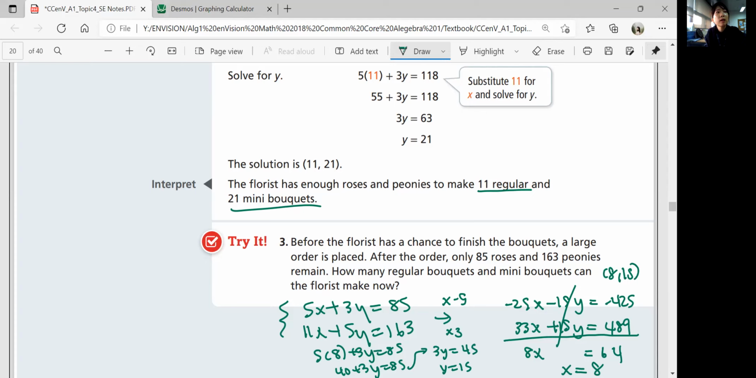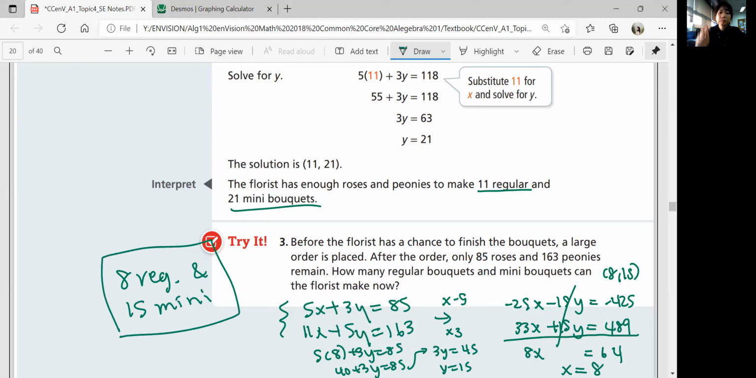But what does that mean? How many regular bouquets? How many mini bouquets? We have 8 regular bouquets and 15 mini bouquets. Okay, this is the final answer.